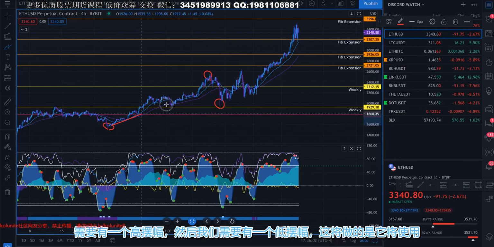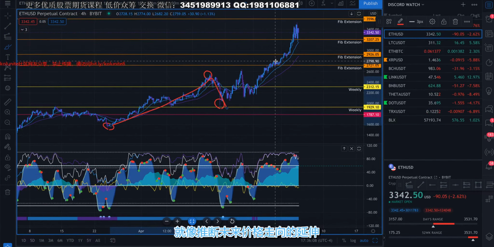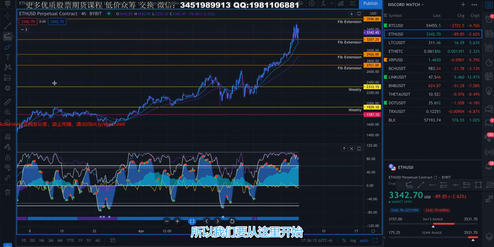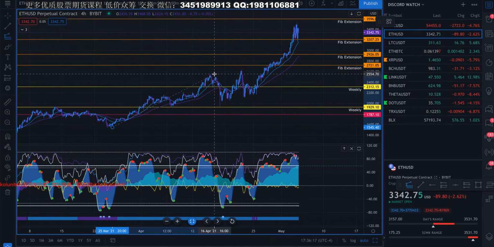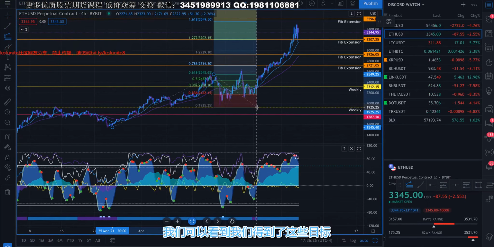What this will do is it will use this entire leg and extension to extrapolate where the price is going to go in the future. So we're going to take it from down here, from the swing low to the swing high to the swing low, and we can see that we get these targets.